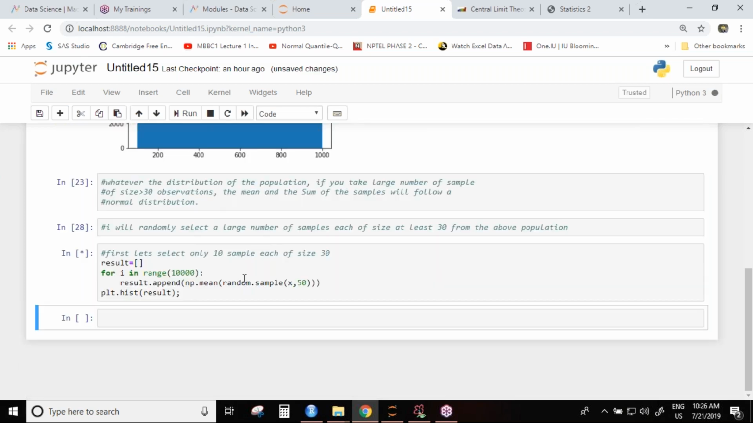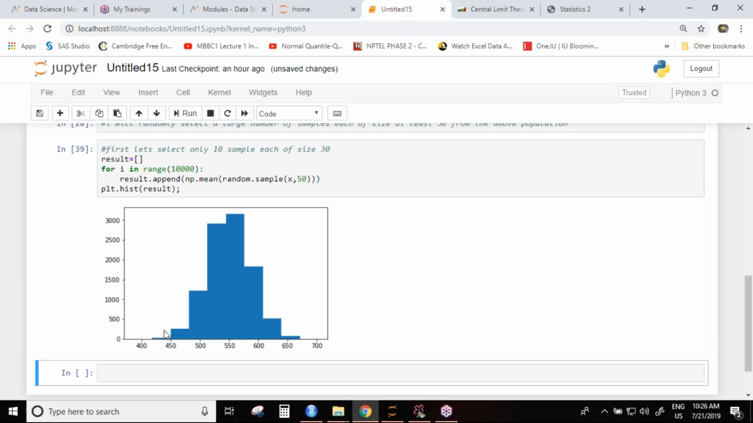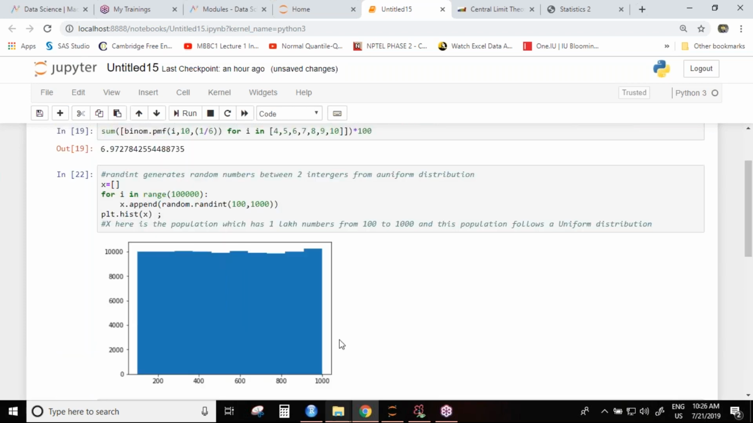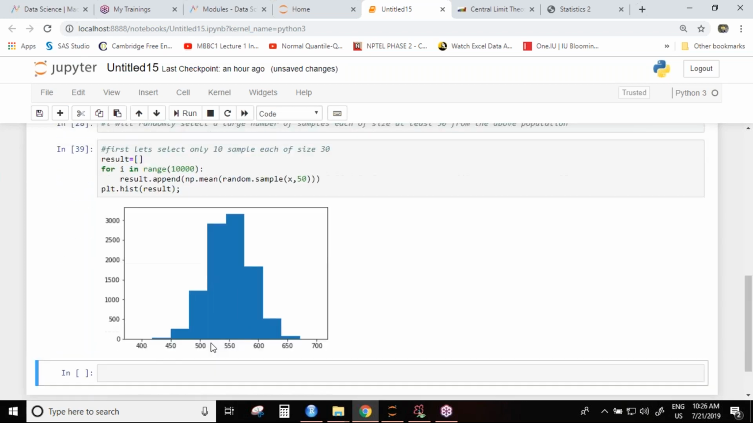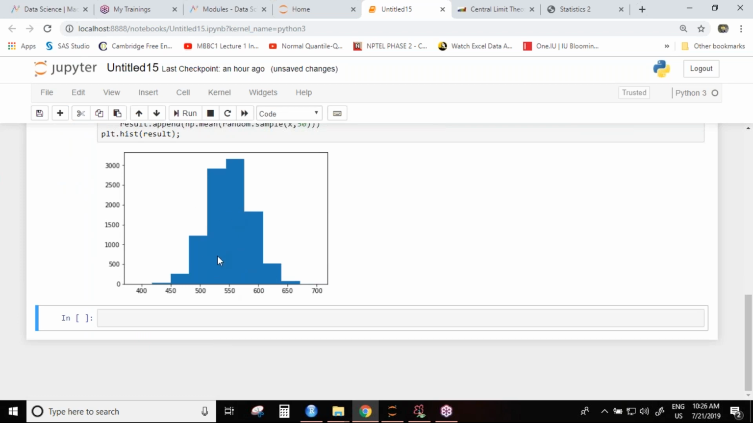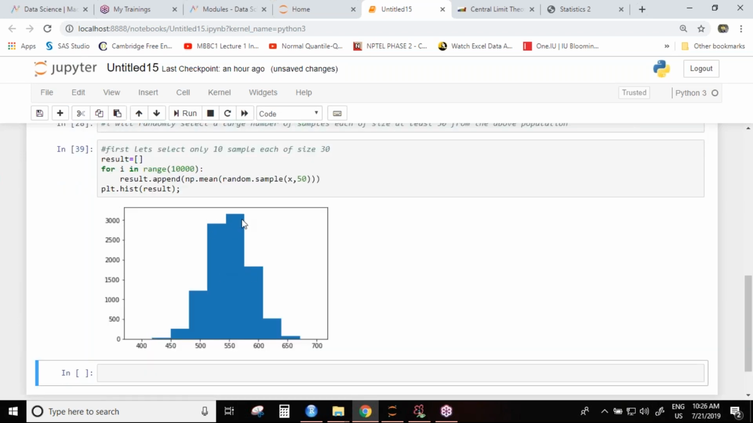What I get finally is a normal distribution. So this is what the central limit theorem tells you. Remember, the population was not normally distributed, but the distribution of the averages that we got follows a normal distribution.